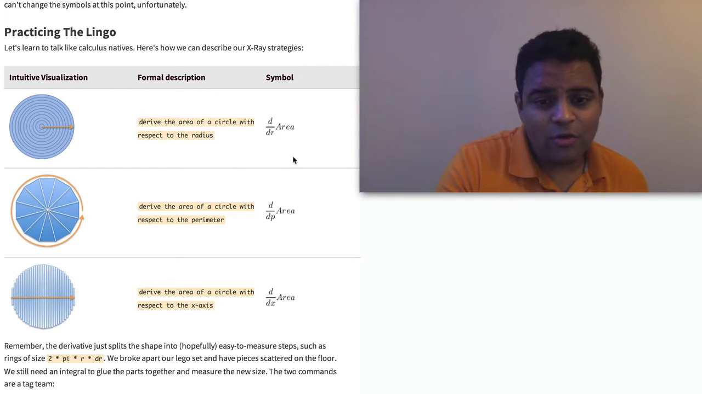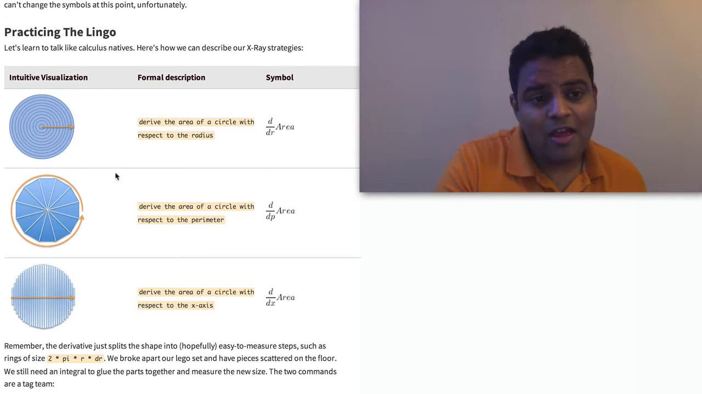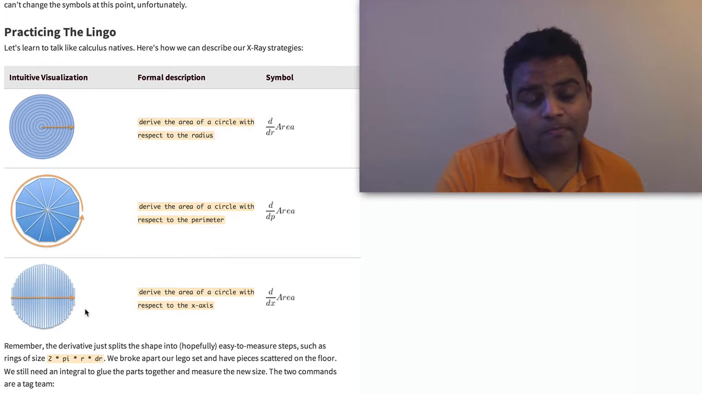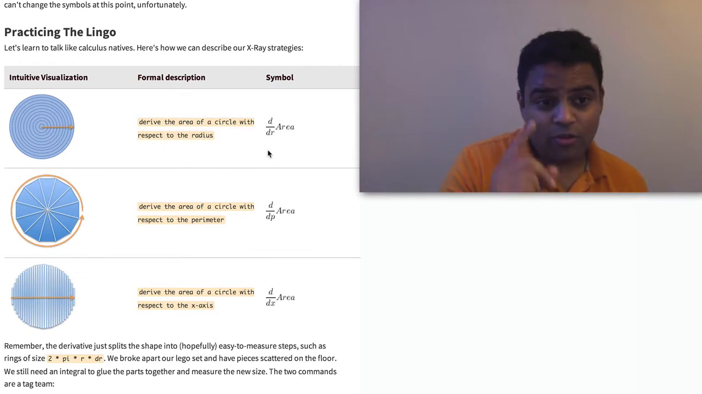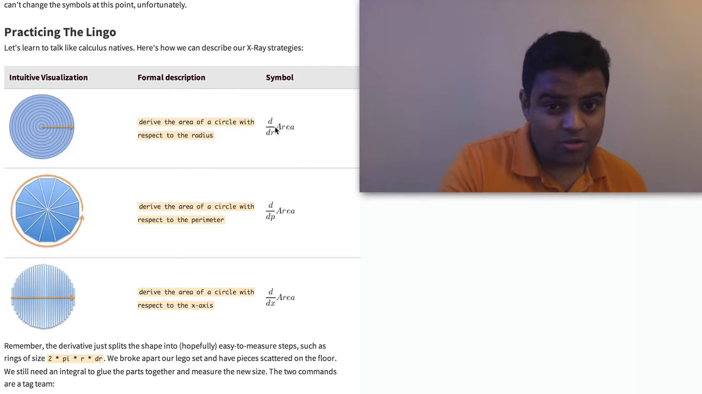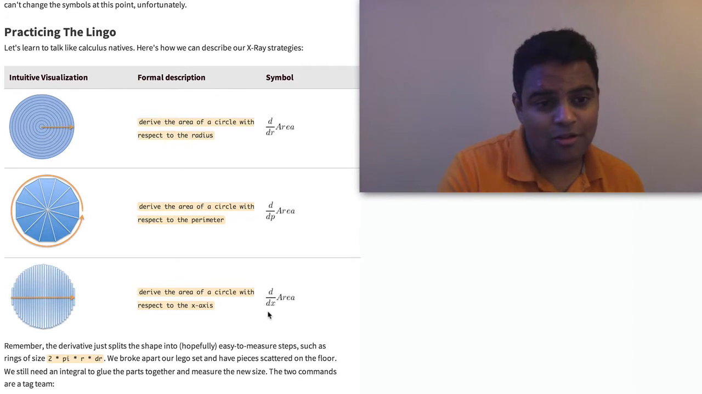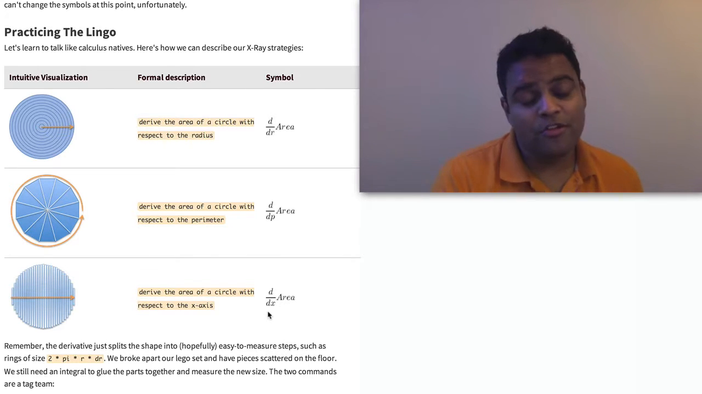So as you can see, the format is actually pretty similar, right? d dr, d dp, d dx, and each of those is giving us a different path through this shape. And so that's the idea of the derivative. We're taking the x-ray, but we just need two things. One, there's the shape being x-rayed, which is in this case the area of a circle. And the second is the direction to follow as we do the x-ray. So dr, dp, or dx. So those are the symbols there.